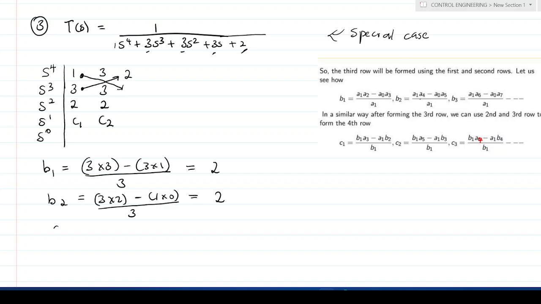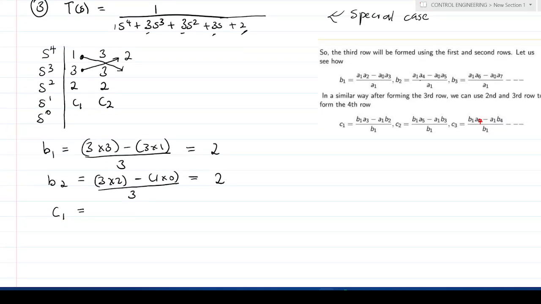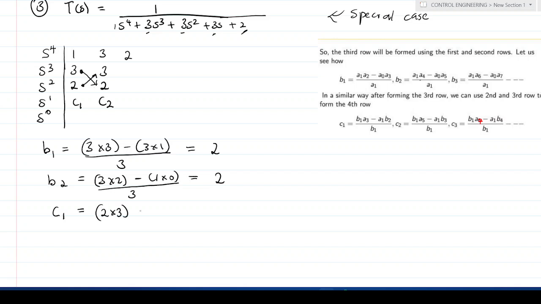Now next, let's focus on our C1. C1 is B1 times A3 minus A1 times B2. So we're going to have 2 times 3 minus 3 times 2, all over B1, 2. The final value will be 6 minus 6 over 2, which is 0. So let's replace C1 with 0.